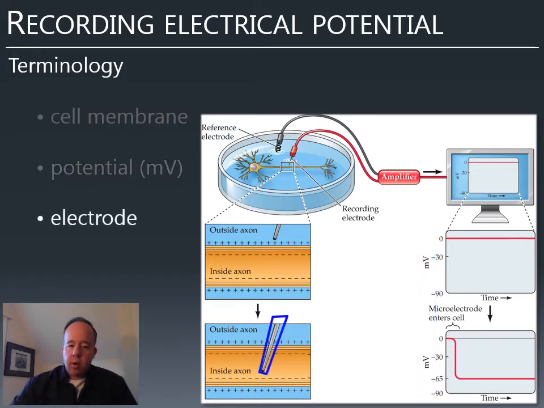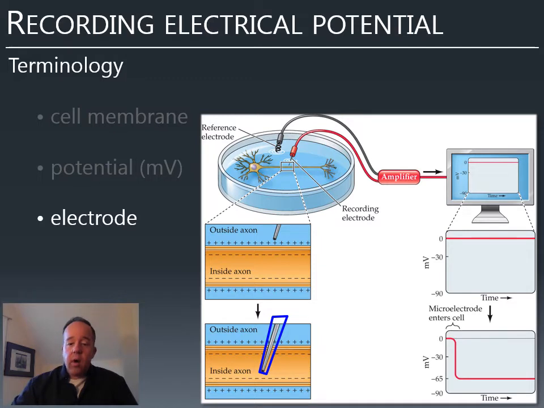And we can measure that difference with what's called an electrode. This is an instrument. It's a very thin wire or tube that you can insert into the membrane. You can put it inside the cell membrane, inside the axon, and so you can measure the difference between charge outside and charge inside. We'll get more to that difference in a little bit.